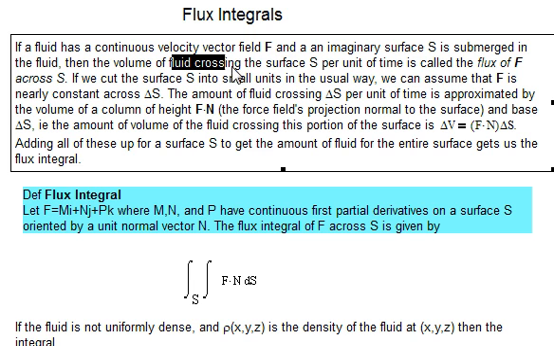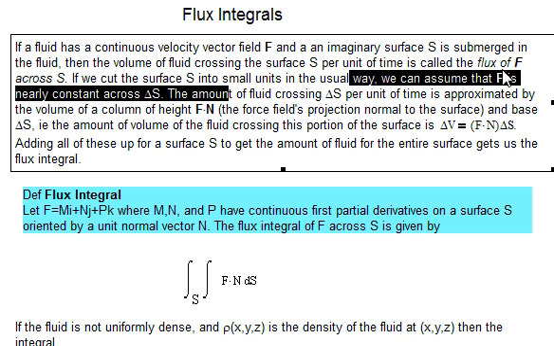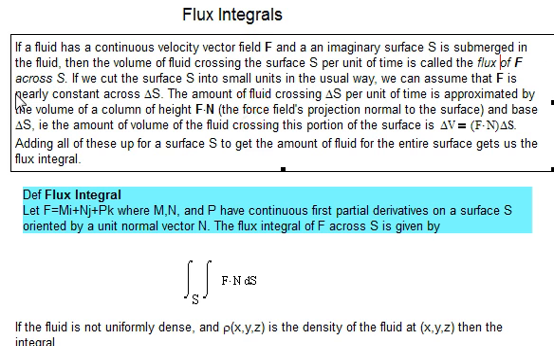Then the volume of fluid crossing the surface S per unit of time is called the flux of F across S. So you've got a vector field F representing fluid and a surface submerged in that fluid, and the amount of fluid crossing our surface S per time unit is called the flux of F across S. If we cut the surface S into small itsy-bitsy units in the usual way, we can assume that F is nearly constant across one of those bits of surface.